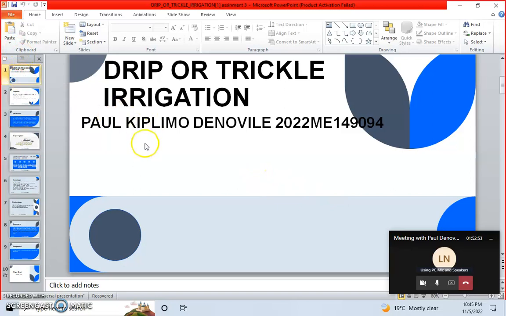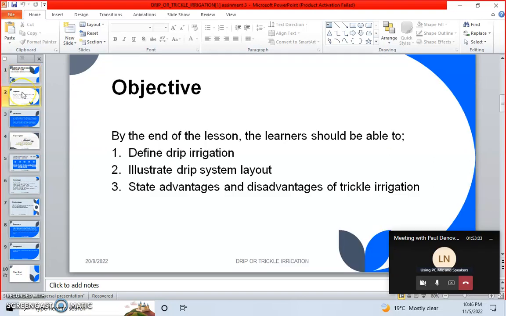From my screen, you see that we have drip irrigation, drip or trickle irrigation. So I'll be taking you through that. We can look at the objectives of today's lesson. We need to know how to define what drip irrigation is all about. Also, we illustrate the drip system layout, and then also we state the advantages and disadvantages of trickle irrigation.